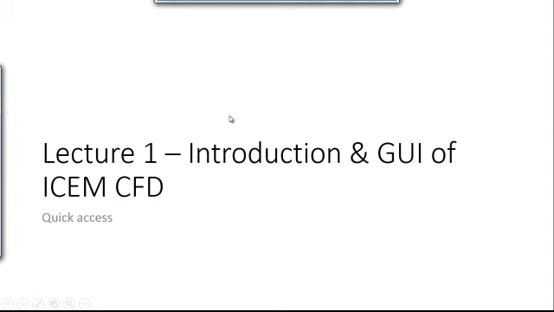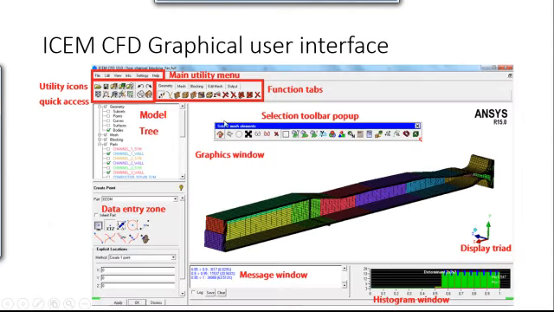So this is lecture 1, introduction and GUI of the ICEM CFD. ICEM CFD is a state-of-the-art meshing software, and it's different as compared to Ansys Meshing or Gambit or Gridgen, in a way that this software has the top-down approach, which means you start with one big volume, and then you move towards the small details like the points and the curves.